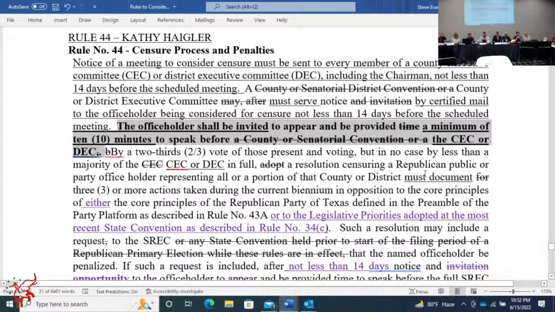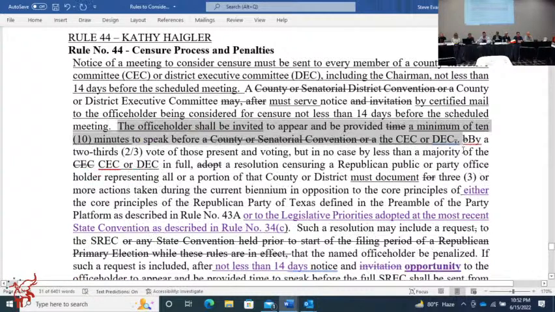Anyone wishing to speak for? All in favor of adopting the language, signify, raise your hands. All opposed? The ayes have it, the language is adopted. Chair recognizes Kathy Hager for our next amendment.